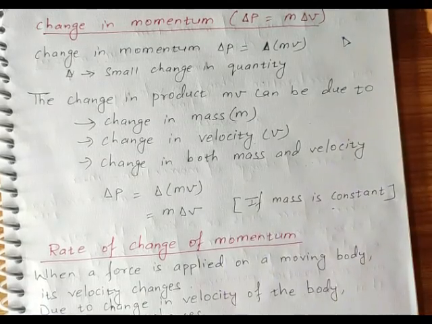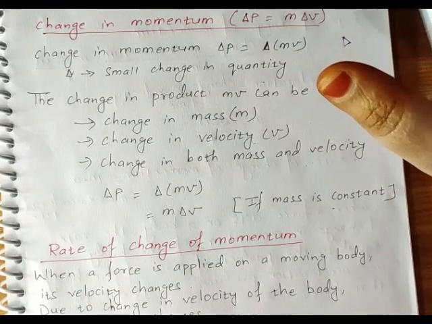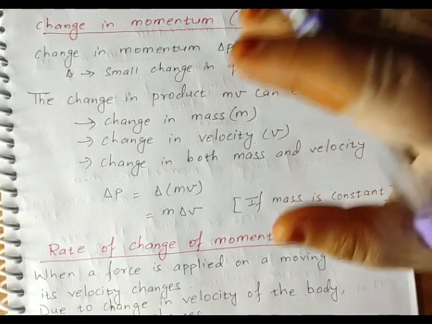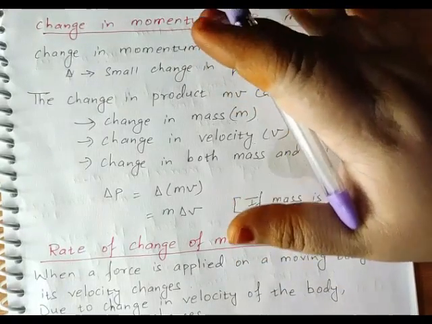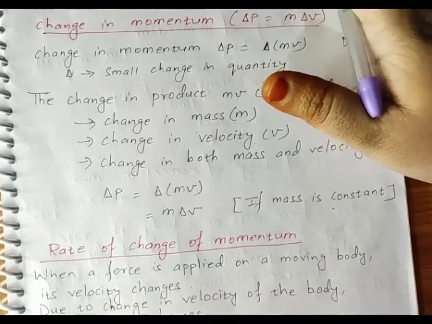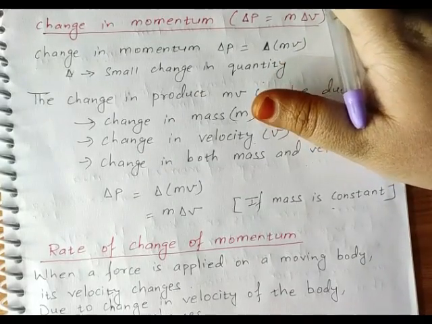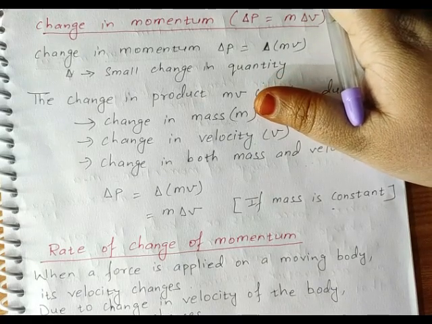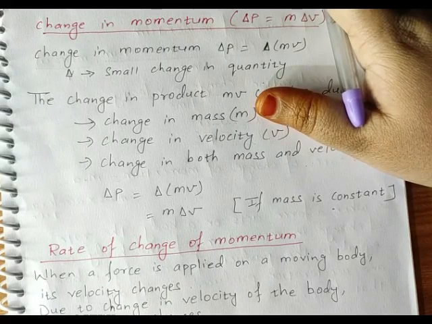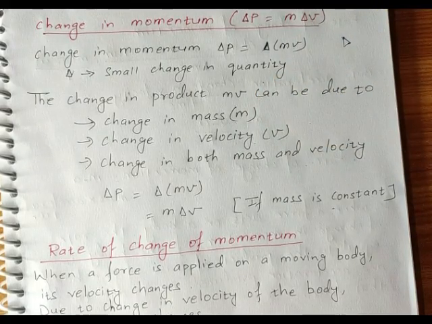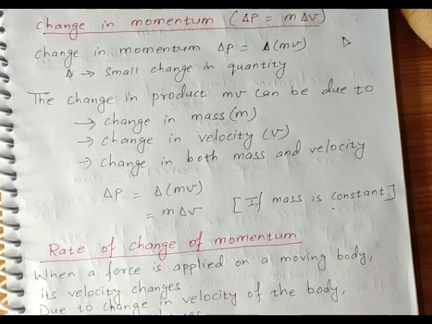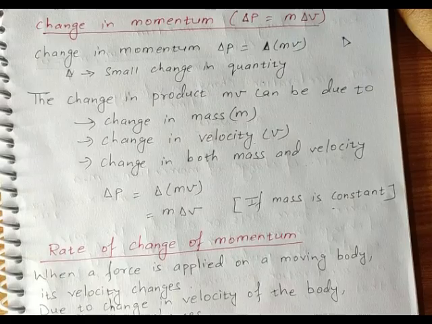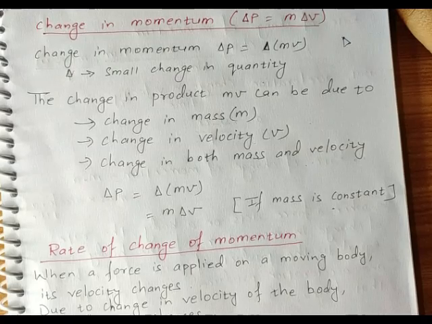We know children, mass is a constant quantity. Mass of a particle is not changed. Whenever a particle is moving some distance, changing its velocity, mass is not changing. Mass is a constant quantity. But there are still some cases where mass of the particle is changing. Example, rocket. You know rocket? So in rocket motion, the mass of rocket decreases as the burnt gases expel out of the nozzle.